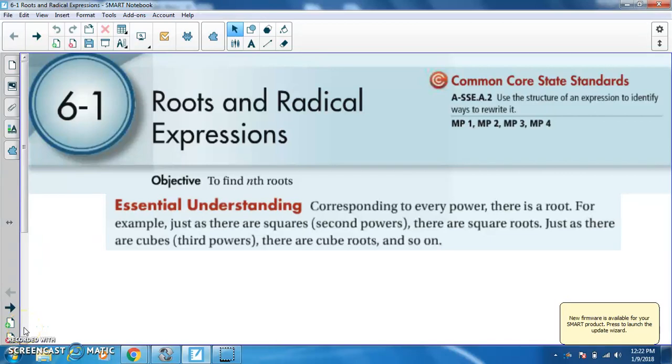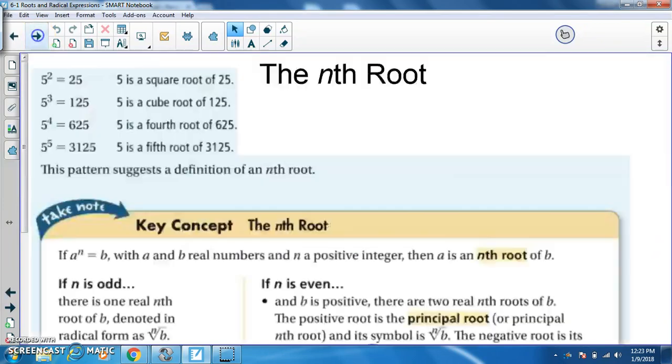Hey guys, today we're going to do 6-1, roots and radical expressions. Our objective is to find the nth root, and the essential understanding is that corresponding to every power there is a root. Just as there are squares, or the second power, there are square roots. And just as there are cubes, or raising something to the third power, there are cube roots, and so on.